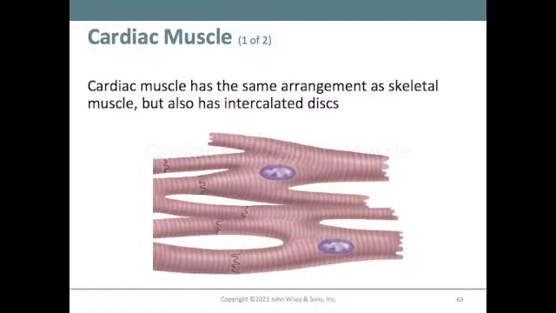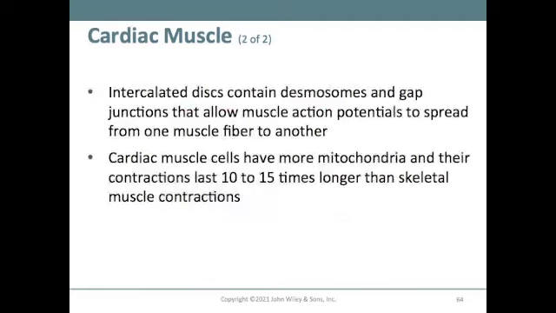So cardiac muscle has the same arrangement as skeletal muscle, but it also has these things called intercalated discs. Intercalated discs contain desmosomes and gap junctions that allow muscle action potentials to spread from one muscle fiber to another. Cardiac muscle cells have more mitochondria, and their contractions last 10 to 15 times longer than skeletal muscle contractions. If you can remember desmosomes and gap junctions from chapter 1 or chapter 4, I can't remember, they're just ways that cells are held together.